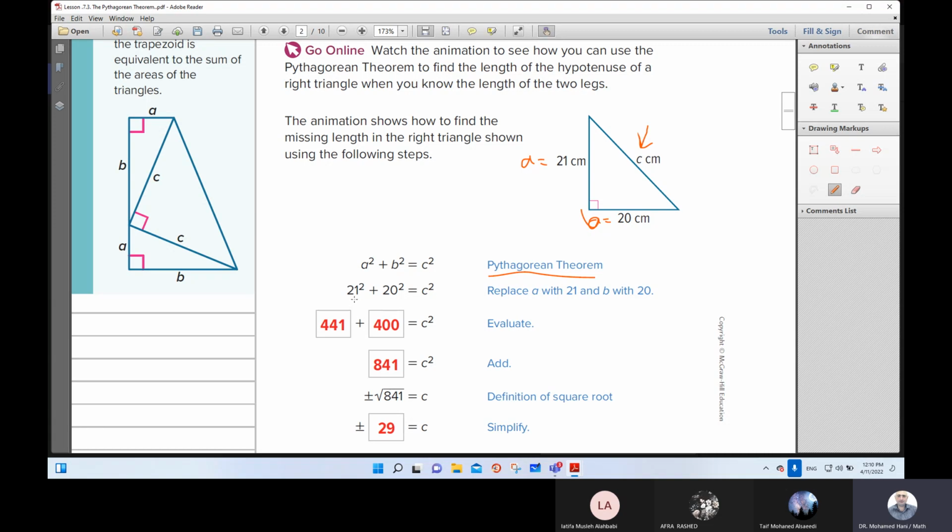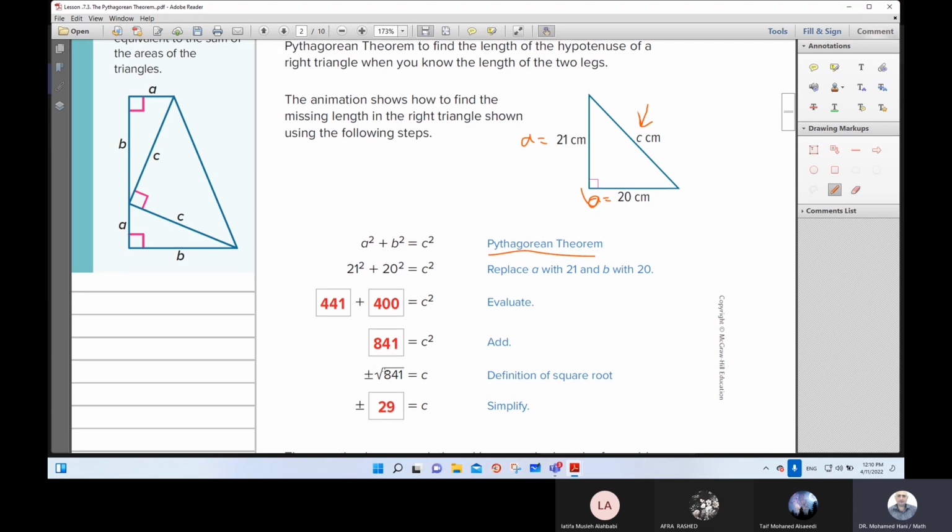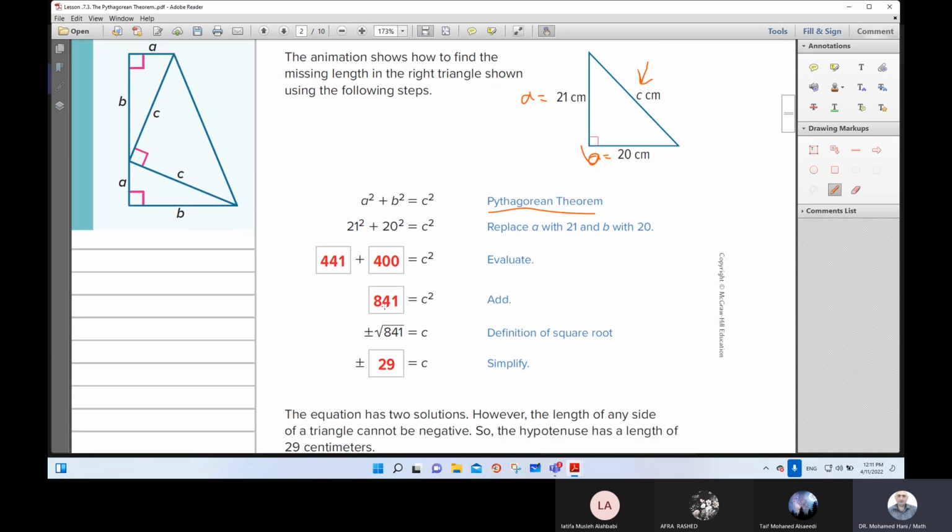So 21 squared means 21 times 21, which is 441, and 20 squared means 20 times 20, which is 400, equals C squared. If you add the two amounts, you will get 841. So C squared equals 841. How to find the value of C? Take the square root of 841, and you will get the value of C, 29.